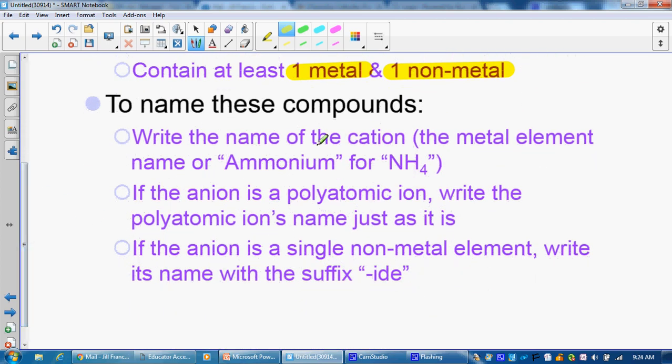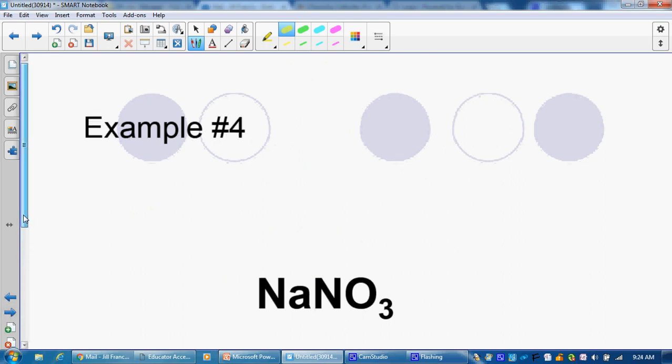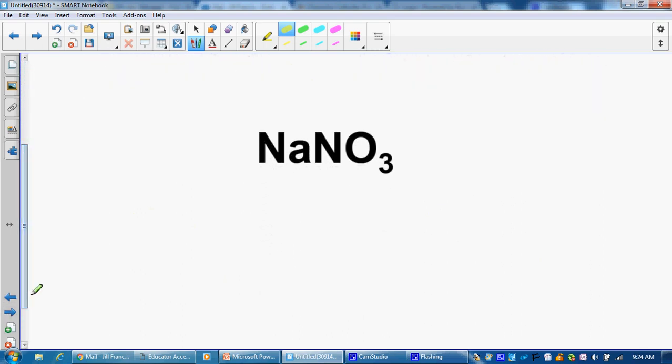To name these, you write down the name of the cation, remembering that NH4 is a polyatomic ion named ammonium. The rest are all just going to be your metals that you look up on the periodic table. Then if your anion is a polyatomic ion, you just write down the name. That's all you have to do. And if your anion would happen to be a nonmetal, you end it in IDE just like we've been doing. Okay. So here's our first example. Write your answer down.